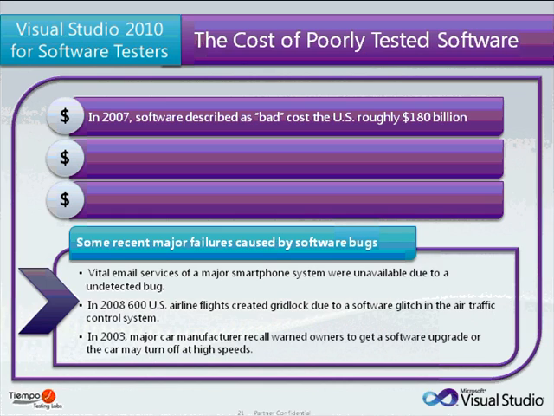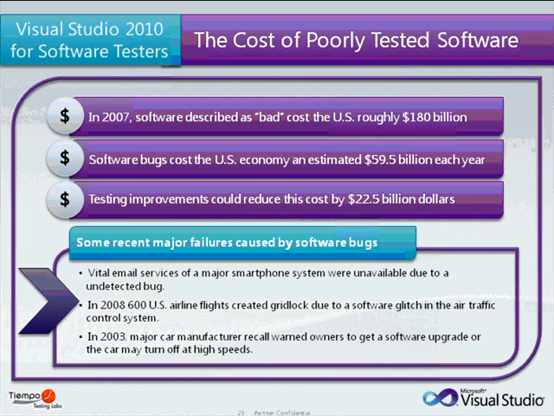to software. In 2007, software described as bad cost the U.S. economy $180 billion. Software bugs cost the U.S. economy $59 billion each year. And this is just in the U.S. Worldwide, the numbers are even greater. And it is estimated that if we could improve the way we produce software, we could save $22.5 billion.